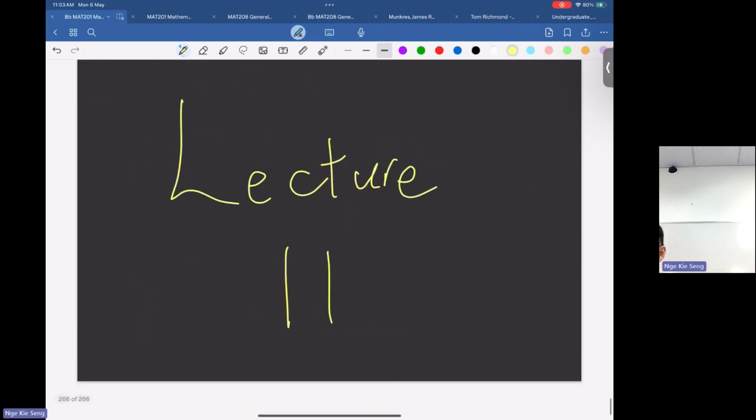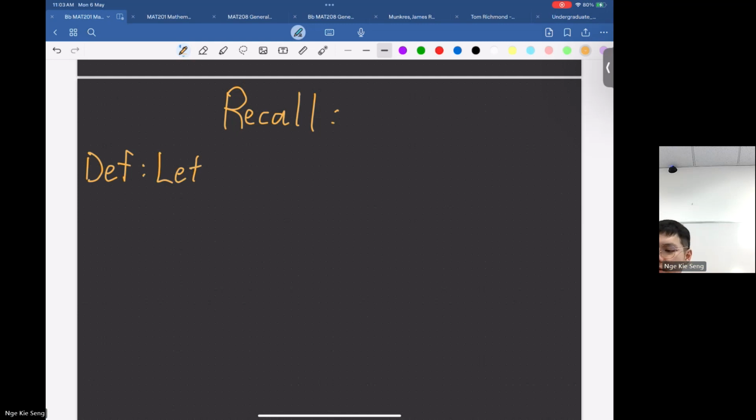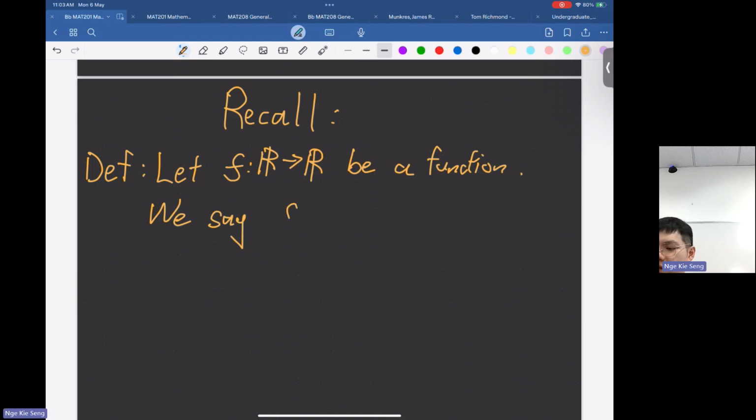Okay, let's start. So let's recall the definition of continuity. What does it mean for a function to be continuous? We say that f is continuous at a point x if what?